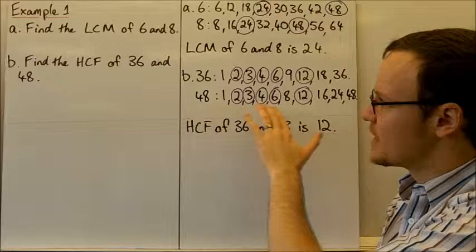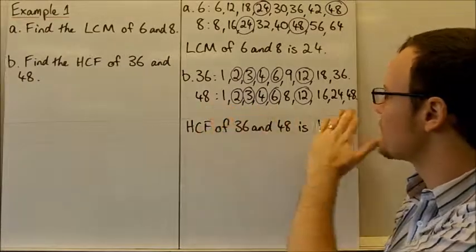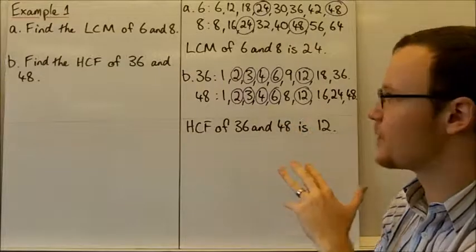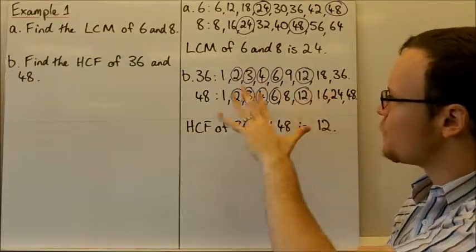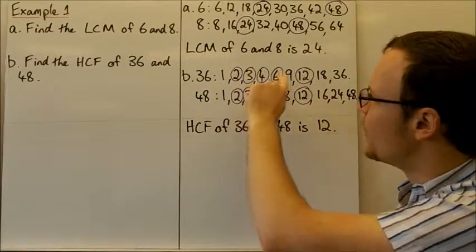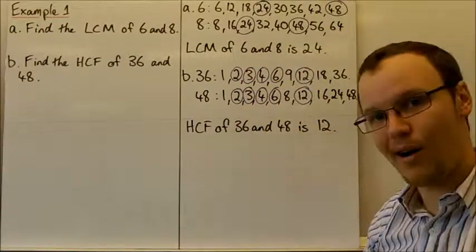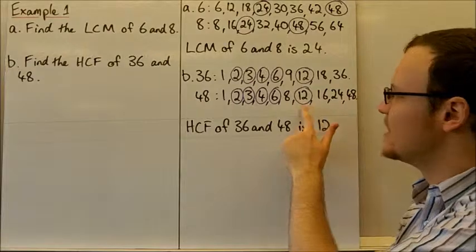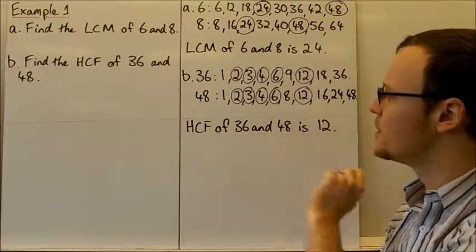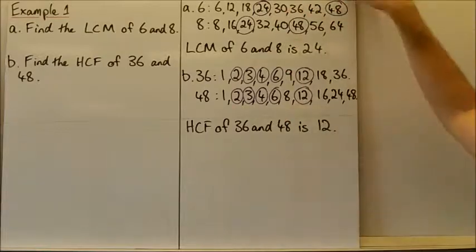Here we've listed the factors of 48 as well. Once again, they can be paired up there. I've circled all of the common factors, and you can see there's quite a few. There's 5 common factors. So 2 is a common factor, 3, 4, 6, and 12. But the highest of those numbers, the highest common factor, is 12. So the HCF, the highest common factor of 36 and 48, is 12.